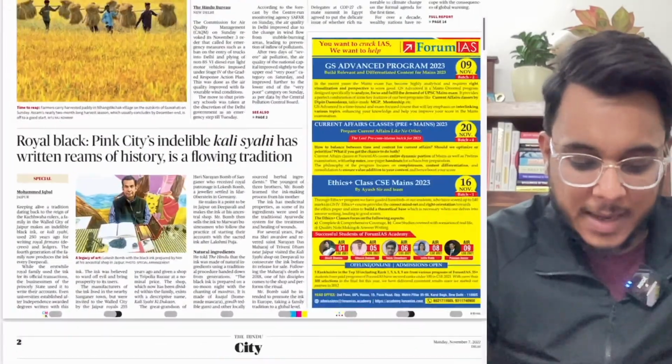Here just the Kali Syahi, the indelible ink which is produced in the pink city, Jaipur in Rajasthan, is being talked about. It has been mentioned that the black ink was used by the royals to write their farmans, letters. Now just one family produces it, and it is a tradition which is keeping itself alive.